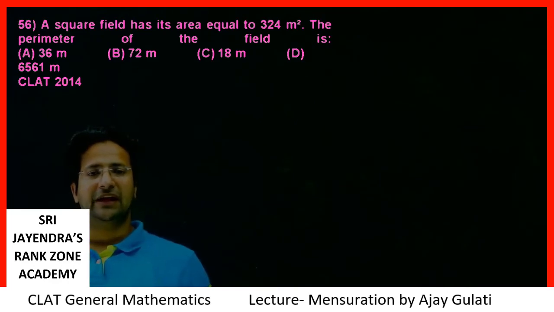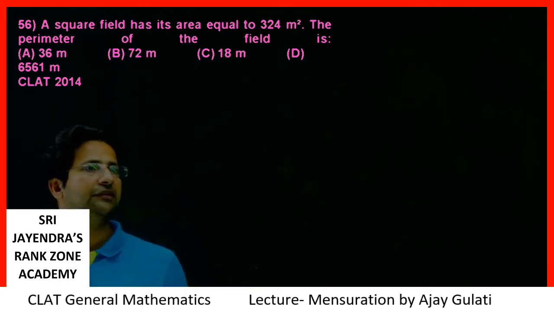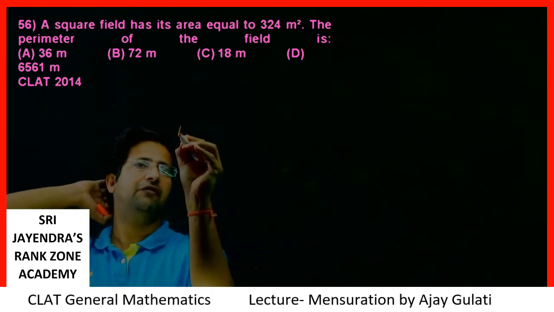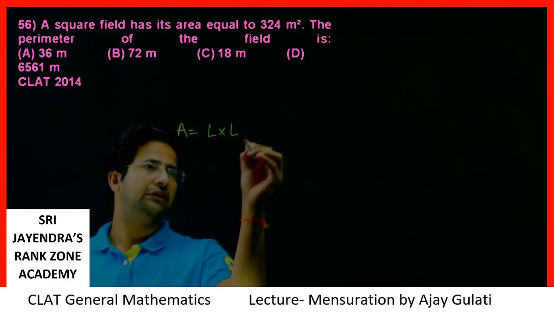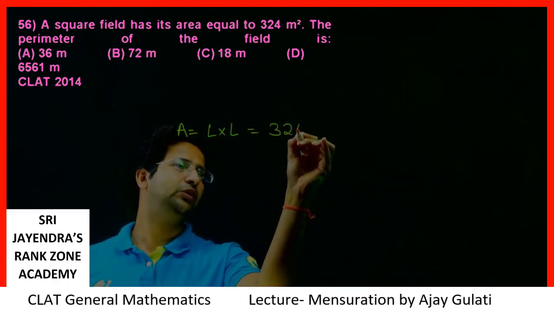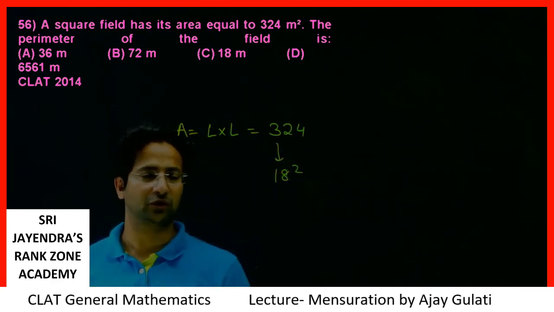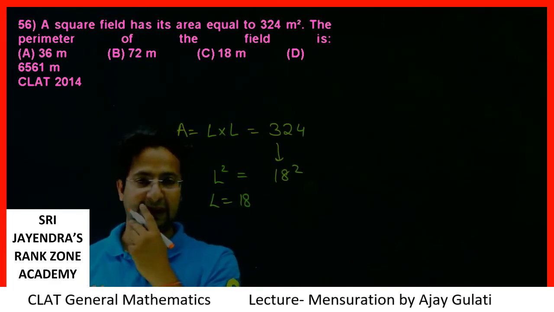A square field has its area equal to 324 meters square. The perimeter of the field is, see. We have a square field. Area of a square field, what? Area is length into length. This is given to us as 324. 324 means 18 square. So I can say the length square is equal to 18 square. So the length is 18.